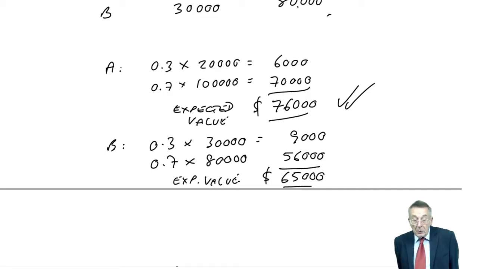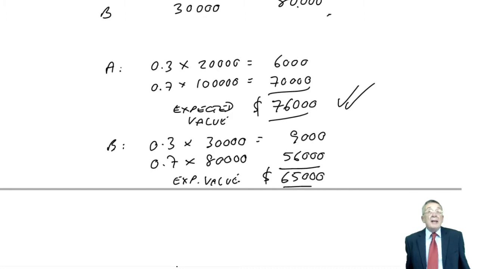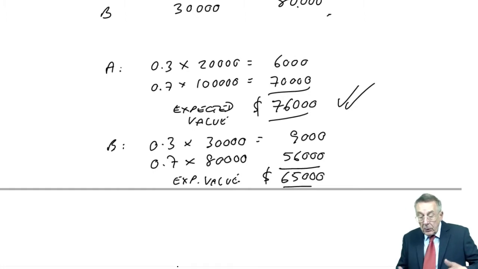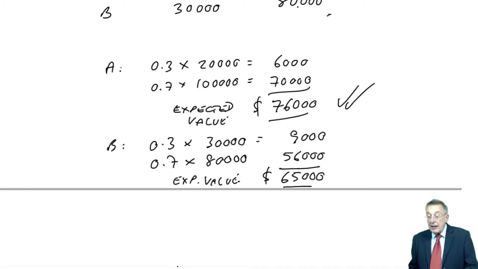And a lot of people think, well, that's perfect. That's the best way of all, if you've got that information about probabilities. But in fact, it isn't. It's not a perfect way. It's a way of making a decision. But if this was something you were going to do 10 times, then perhaps on average, A would give you 76, B would give you 65, A would be better.